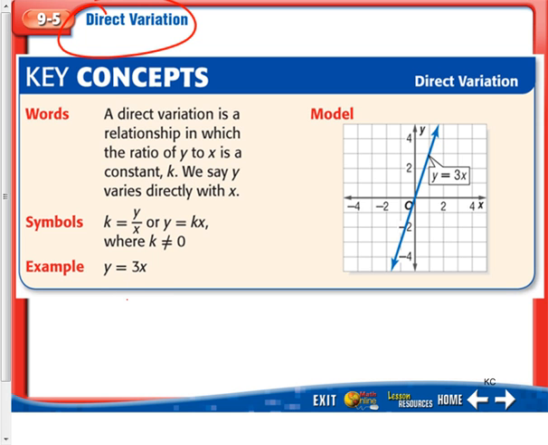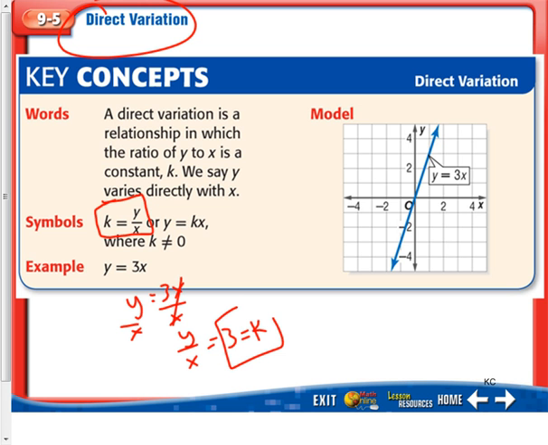So in this problem, y equals 3x. If we divide both sides by x, we would cancel the x, and so I would have y over x equals 3. So now look at this, it says k equals y over x. Well, this is 3 equals y over x, so that means that 3 also equals k.